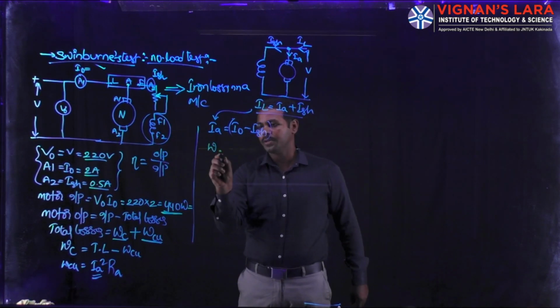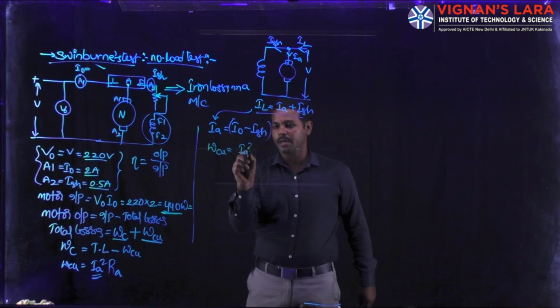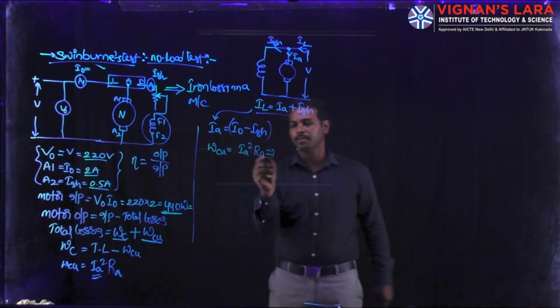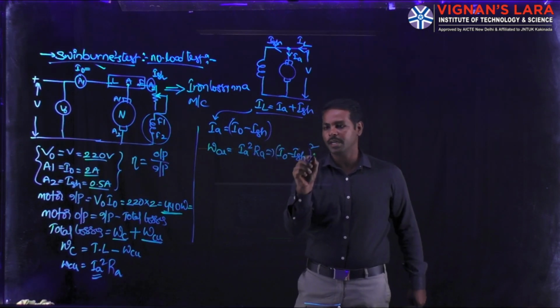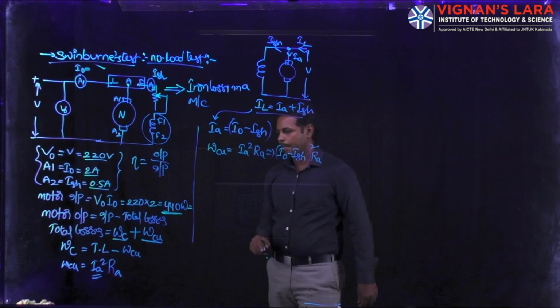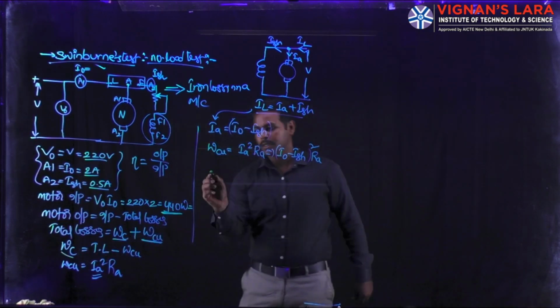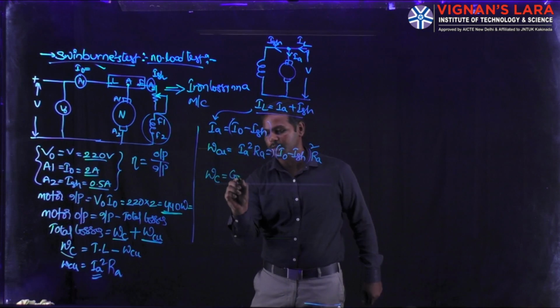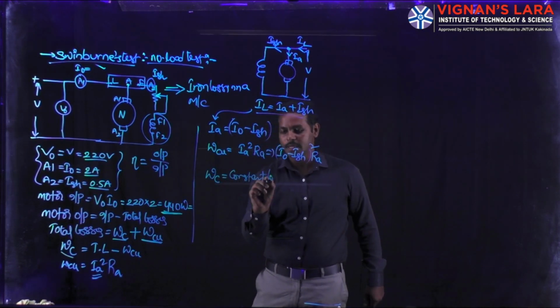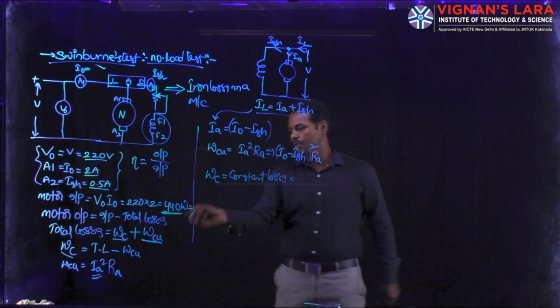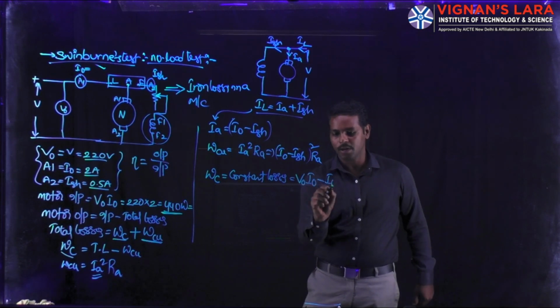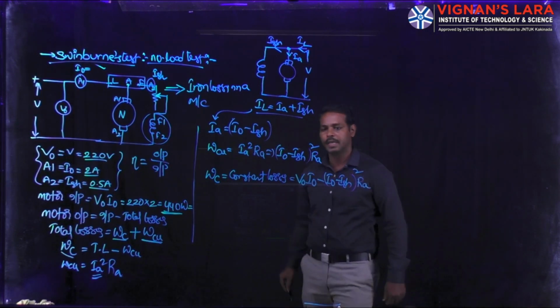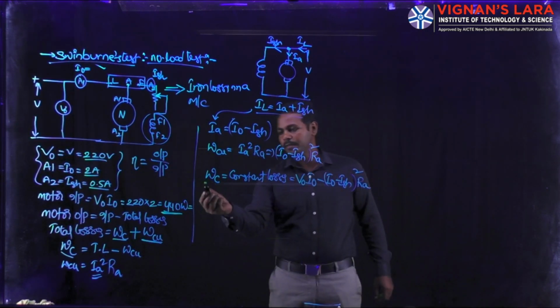Then WCU is equal to IA square into RA, which is equal to I naught minus ISH whole square into RA. Then the constant losses WC are equal to total losses, V naught into I naught, minus I naught minus ISH whole square into RA. So this is the expression for the constant losses.